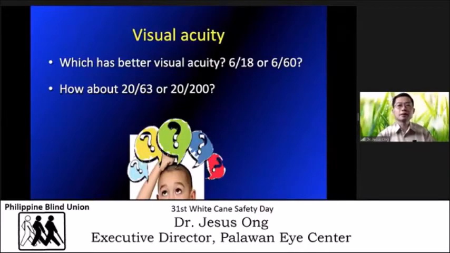Okay? So, how about sa American system naman, 20/63 or 20/200? So, again, denominator, pag mas malaki ang number, mas malabo ang paningin. So, sa 20/63 compared to 20/200, mas malabo ang 20/200.